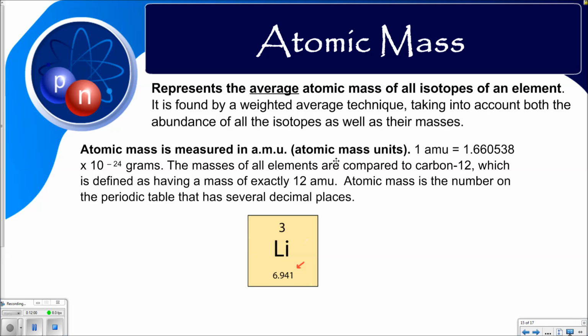Atomic mass is measured in AMU, which is atomic mass units. 1 AMU is 1.660538 times 10 to the negative 24th grams. The masses of all elements are compared to carbon-12, which is defined as having a mass of exactly 12 AMU. Atomic mass is the number on the periodic table that has several decimal places. So again, on your periodic table, average atomic mass is this bottom number.